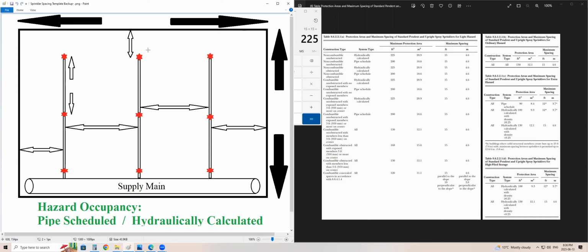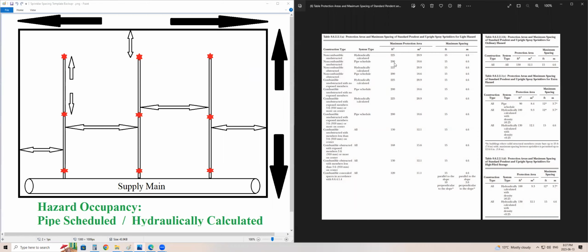I'll get into the small room rule at some point, but we're not going to talk about that right now. So there you go, 225 works. Now if we're going to get into light hazard, same thing. Hydraulically calculated is always 225, so we don't get into it. Let's do light hazard, but combustible, unobstructed, members less than 3 feet.